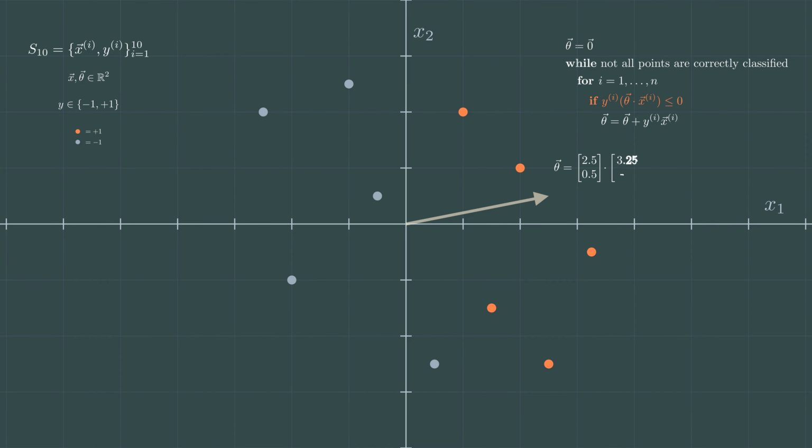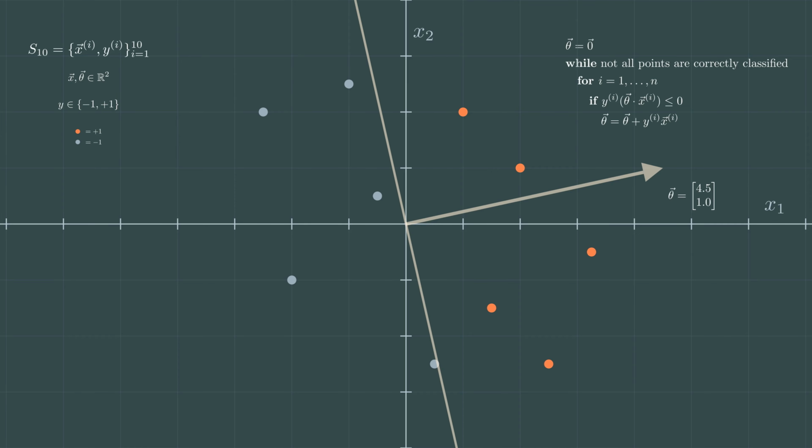This point is correctly classified by theta, so we don't perform an update step. To speed things up, we'll automate the rest of the points, seeing how each may or may not affect theta. So now our algorithm has correctly classified all of the points and is done.